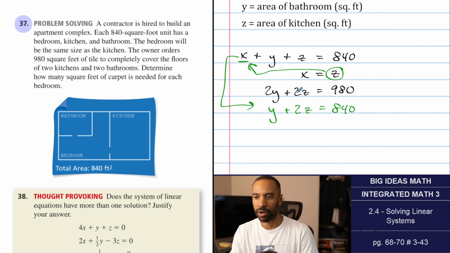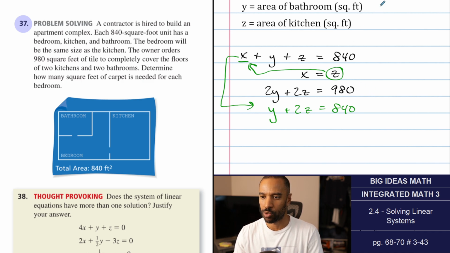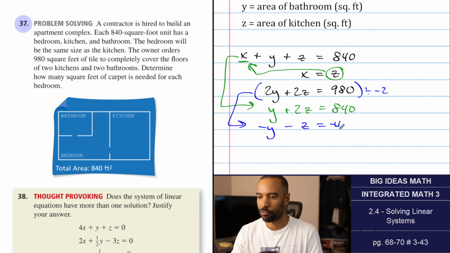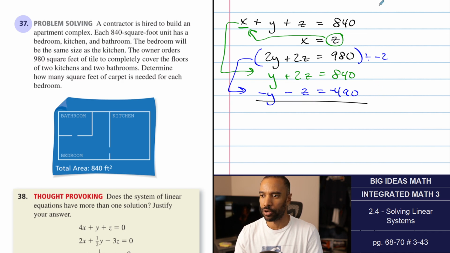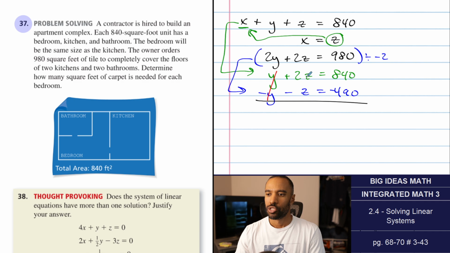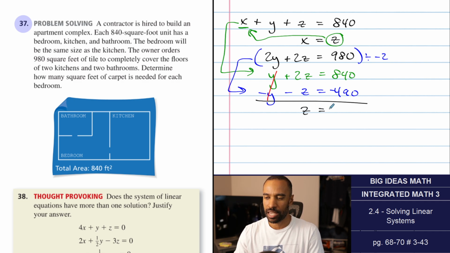Not only that, but I kind of want to take this equation and do some elimination right now. Let's just divide this equation by -2, and let's eliminate y. So we'll get negative y minus z equals negative 490. This will get us to solve for z immediately. Hopefully you're good on following my setup. This is more elimination after that first substitution. So 2z minus z is z, and 840 minus 490 is something.